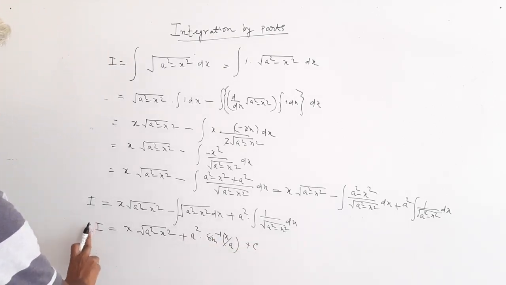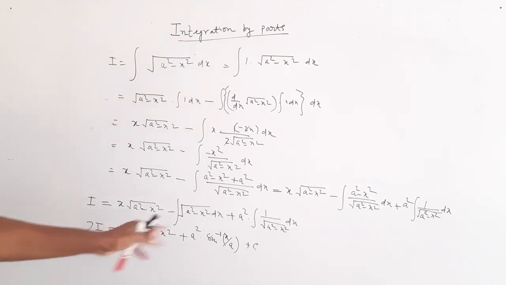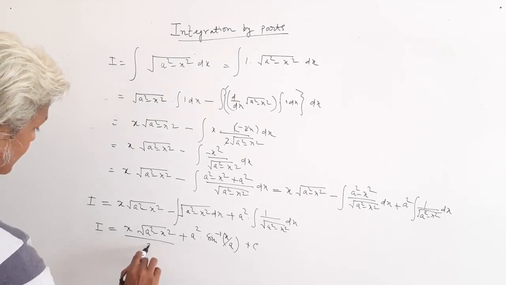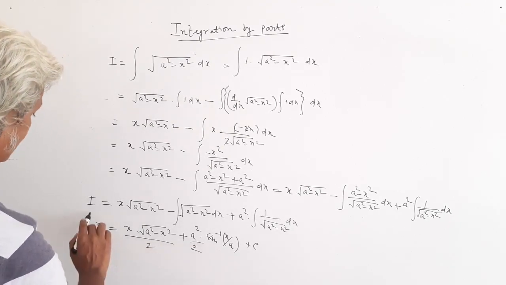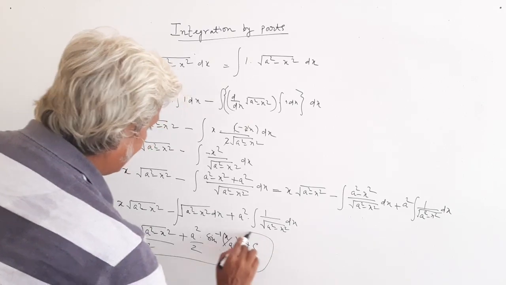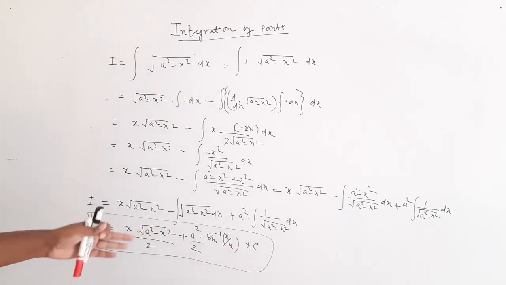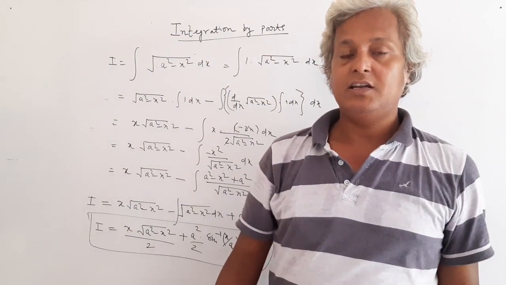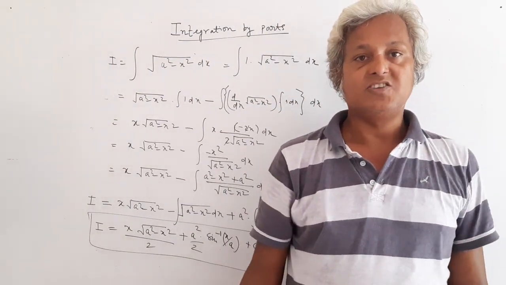Now this 2 is there. So now I remove this 2 and divide the whole expression by 2. Then I get I as this over 2, this over 2. And this is all about this particular form. Thank you very much. And now we have done most of the integration by parts.